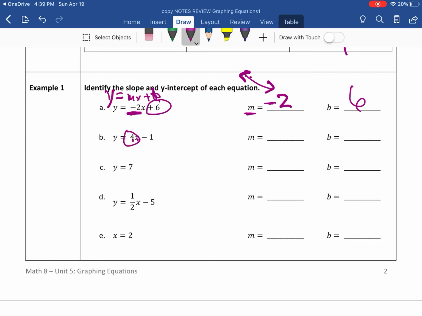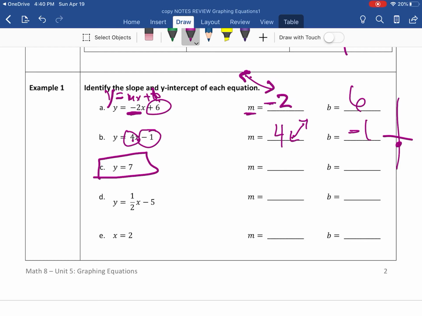Y equals mx plus b. What's my m? My slope is a 4. Positive slope of 4, so our line would be slanted going in that direction. We would start it on the graph at the y-intercept, the b of a negative 1. So you would find on the y-axis the negative 1 and start your graph there.